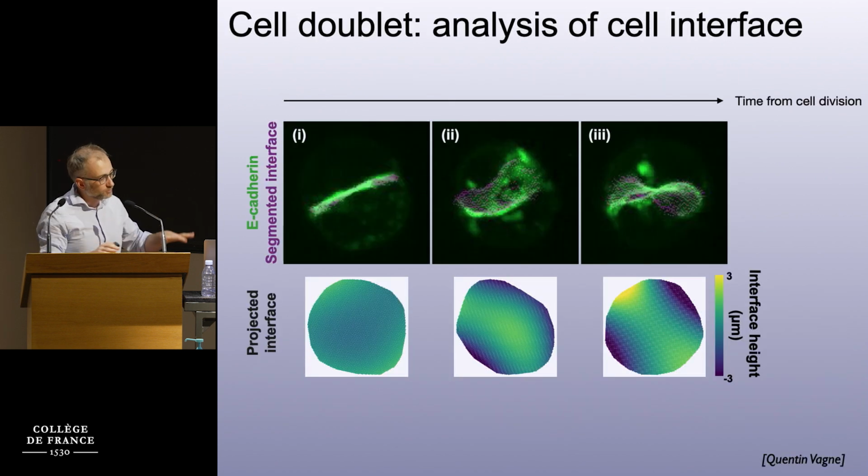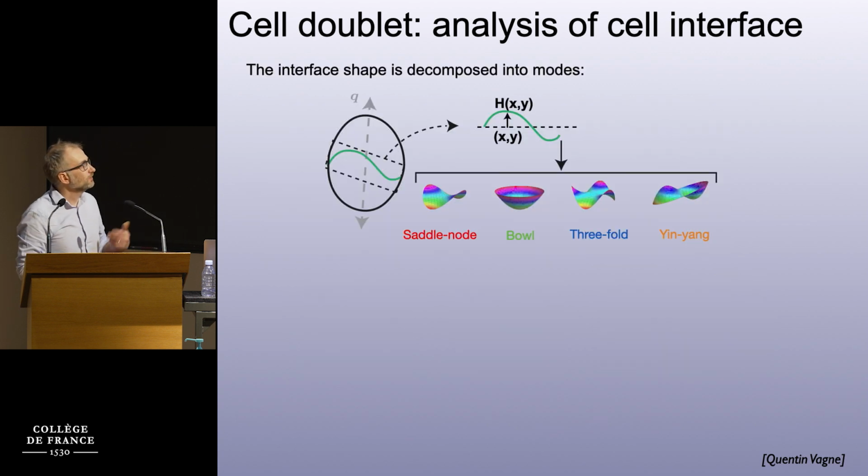Okay, and then we were also interested in looking at the shape of the interface between the cells. And so we see that after cell division, as the doublet rotates faster and faster, the interface also deforms more and more. And this is a map of the height of the interface relative to a reference plane. And we see that it has overall this Pringle shape, or this saddle shape. So we thought, okay, we need to quantify this interface shape, see if we can learn something from it.